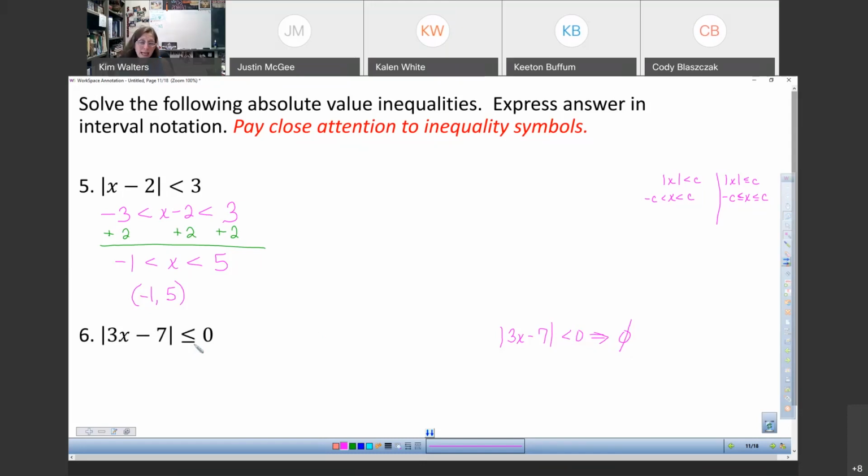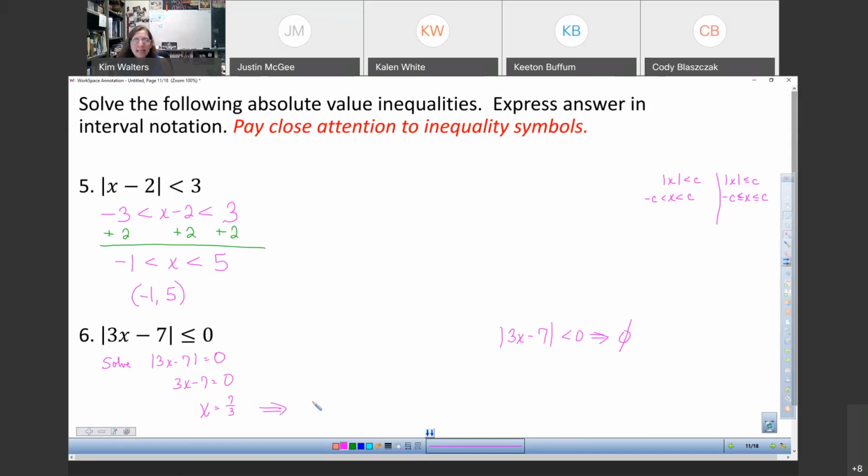So because of the less than, I have no solution for that part, but I do have to solve still the absolute value of 3x minus 7 is equal to 0. And that's part of why we had that problem a while ago, so I could cheat and go back and think about this one. And I get that x is equal to 7/3. Okay. So my only solution is just this point.